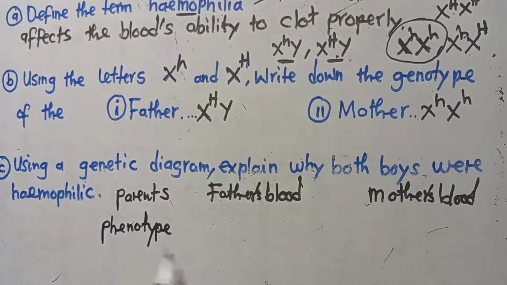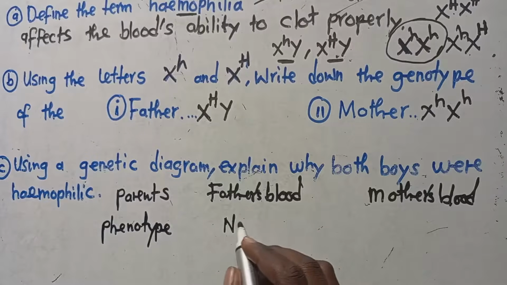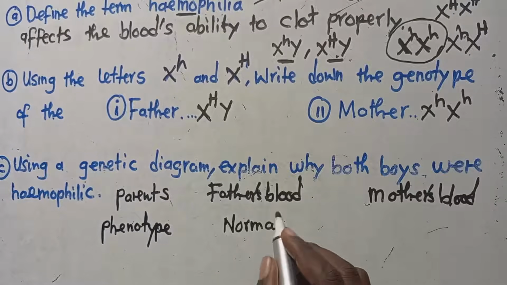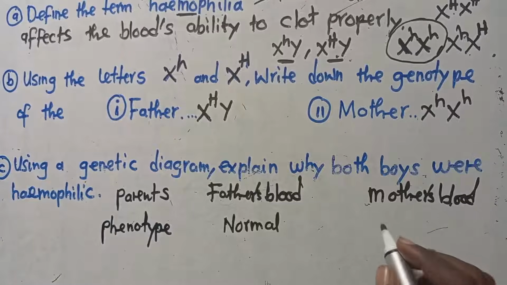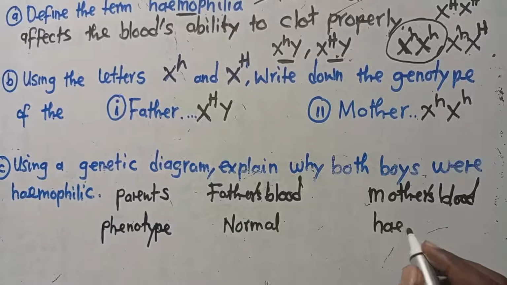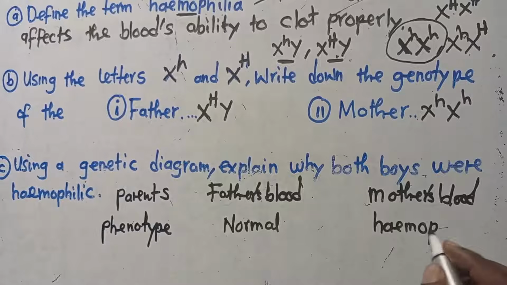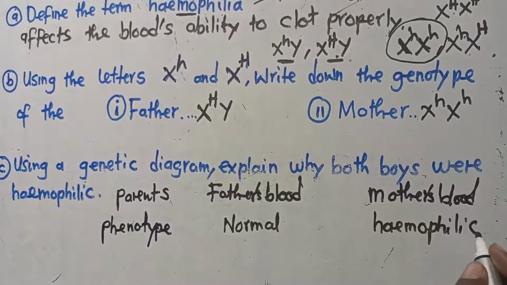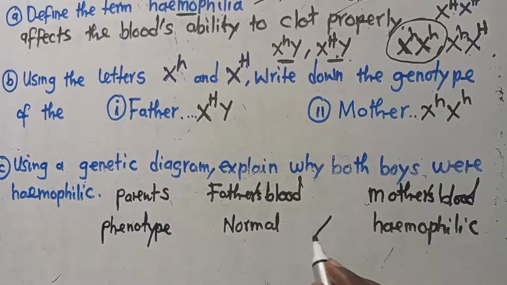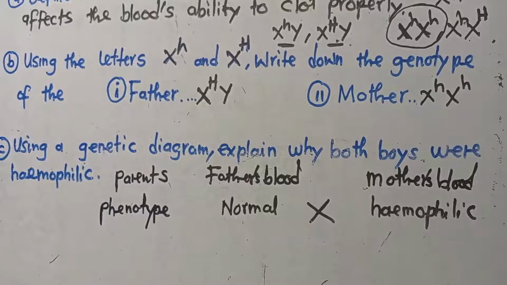Parental phenotype. So this is the parental phenotype. The father was just normal, but the mother was hemophilic. This is what you need to understand. After writing this, I'm crossing them, so I put X there. After this, we now go to genotype.